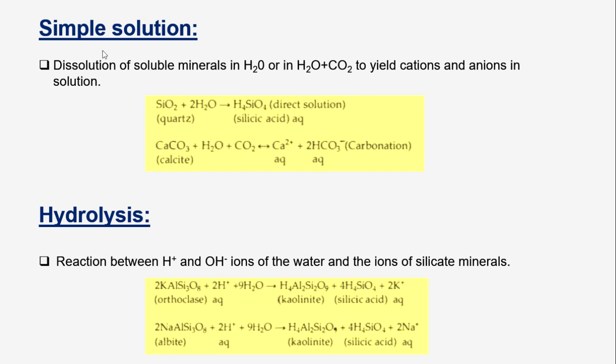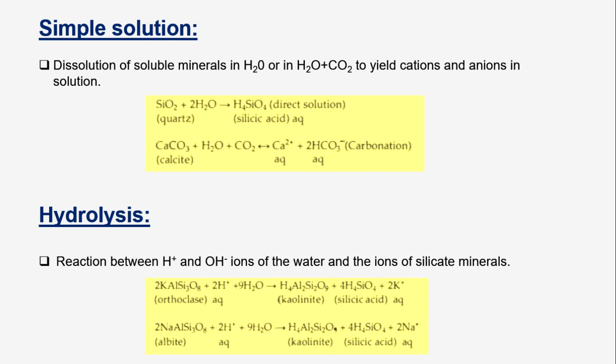Hydrolysis is one of the extremely important chemical reactions that occur between the silicate minerals and acid, and it leads to the breakdown of the silicate minerals and the release of metal cations and silica. But this reaction does not lead to complete dissolution of the minerals like that we see in the simple solution. So the reaction occurs between the H+ and OH- ions of the water and the ions of the silicate minerals. For example, the orthoclase will react with H+ to give kaolinite and silicic acid and will give out the K+ ion.